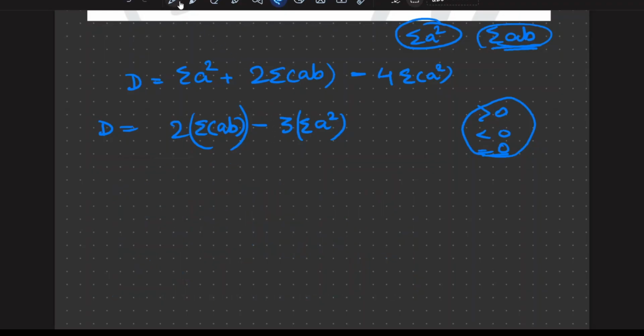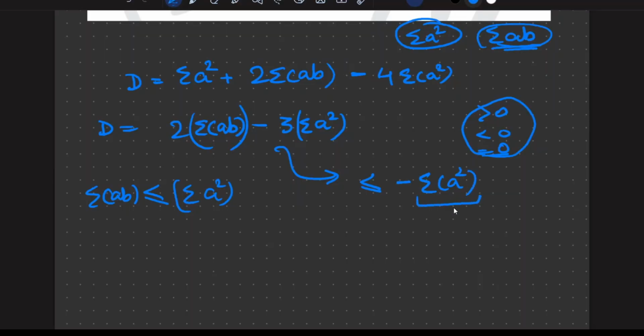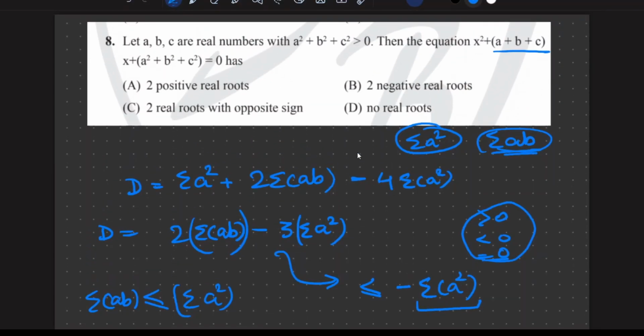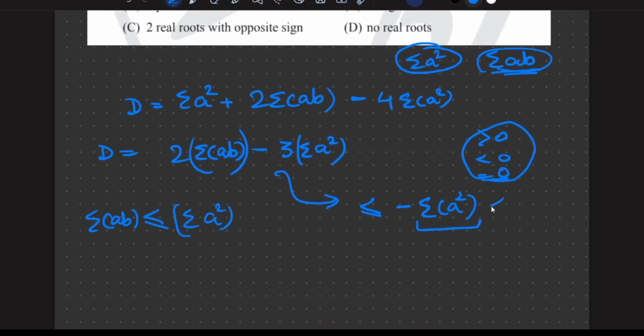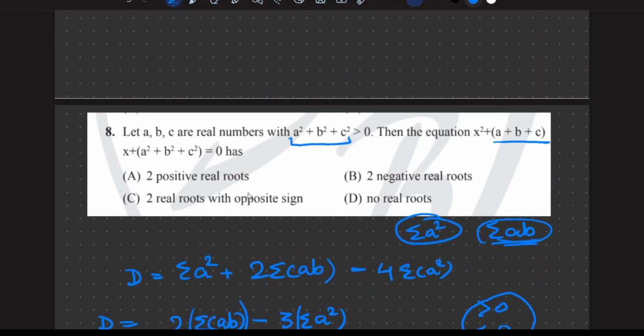Okay, fine. So what I can say is that from that inequality, my summation ab is less than or equal to summation a square. So this whole thing is less than or equal to minus summation a square. Now we know that summation a square plus b square plus c square is positive, alright. So this whole thing would be negative, of course. So our discriminant is negative, hence we'll be having imaginary roots. That's it. Where is the option? No real roots. Exactly.